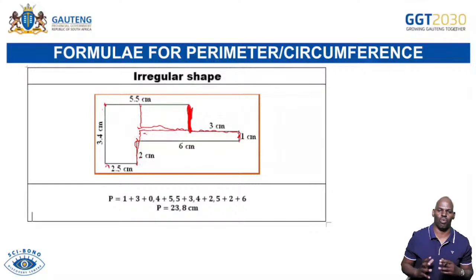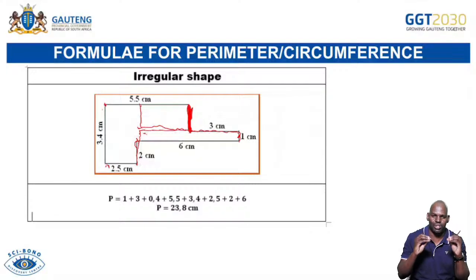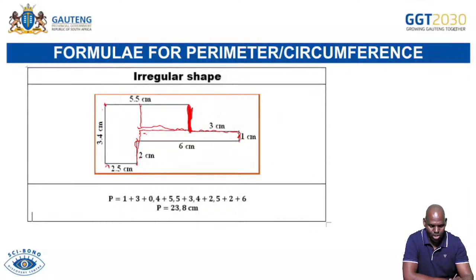You just have to find a way of figuring out the value that is missing for that section. If a section is indicated but the value is missing, you need to find a way of finding that value. Okay, we've got 0.4, of course, we've got 5.5, we've got 3.4, we've got 2.5, we've got 2, we've got 6, and then you add up all the values here. You don't miss anything. If one is not indicated, try to figure out what the value of that missing value is.